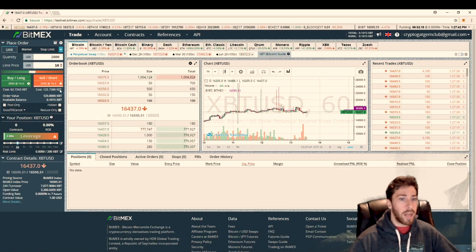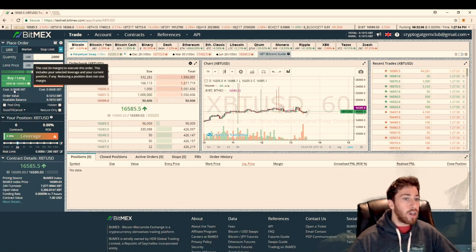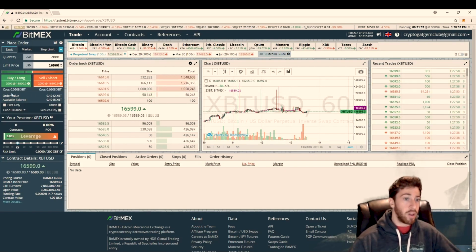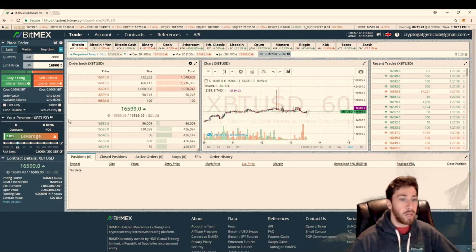So to open a long at market value, we're going to need to put in the price above the current contract price. So we're going to put it in at 16,500. If you notice, my cost is less than the order value. The cost is how much you're actually risking. When you put in this order, you can't lose more than the cost because that's all you have to risk in order to trade with this value. We're risking 0.06 to trade at 2 times leverage with an order value of 0.12. So we'll actually be trading with 0.12 worth of Bitcoin.